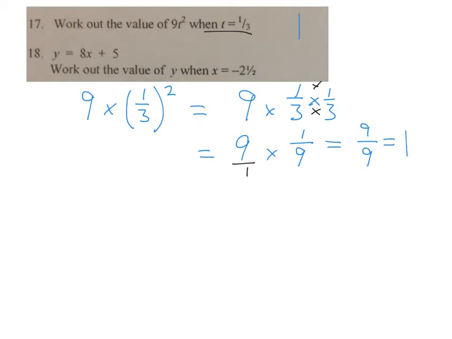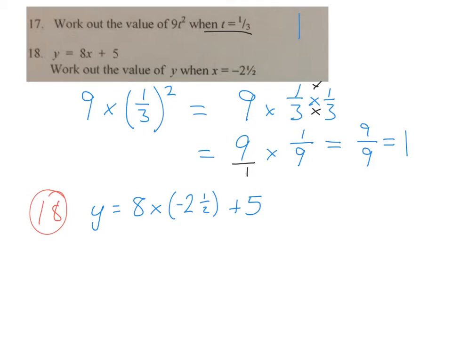Question 18. y equals 8x plus 5. Work out the value of y when x equals negative 2.5. So y equals 8 times negative 2.5 plus 5.